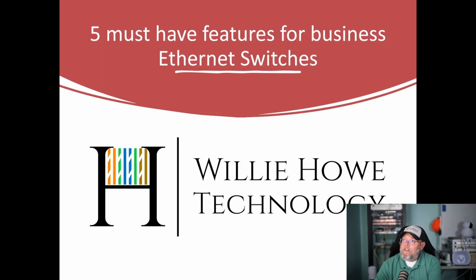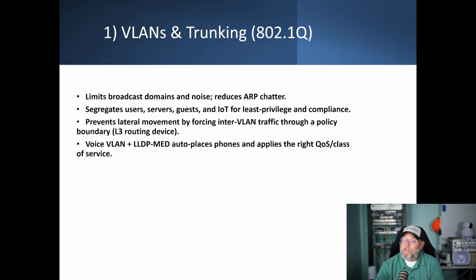So these are our 5 must-have features for business Ethernet switches: VLANs and trunking. And VLANs are going to limit broadcast domains and noise on the network, reduces ARP chatter. We're going to be able to segregate users, servers, guests, IoT for least privilege and compliance reasons. We're going to prevent lateral movement by forcing inter-VLAN traffic through a policy boundary or a layer 3 routing device.